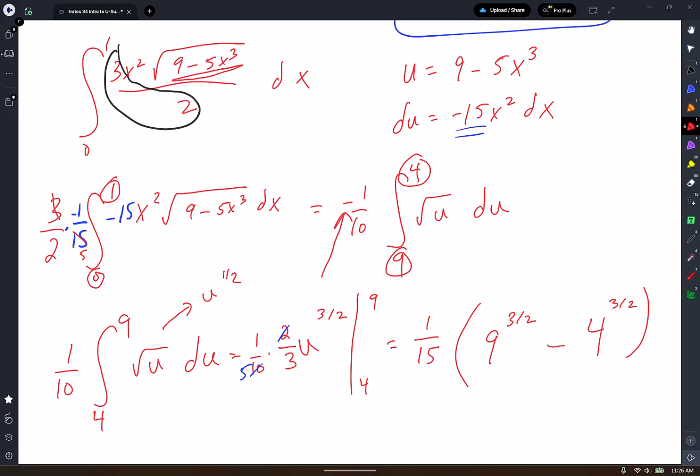We're still okay? Okay. 1/15 parenthesis. Here's how you do it, guys. It doesn't matter which one you do first. You do the one that you think is easier. Yeah, the square root of 9 cubed. What's the square root of 9? 3. And 3 to the 3rd power? 27. Minus, what's the square root of 4? 2. And 2 to the 3rd power? 8. 27 minus 8? 19. So 19 over 15.